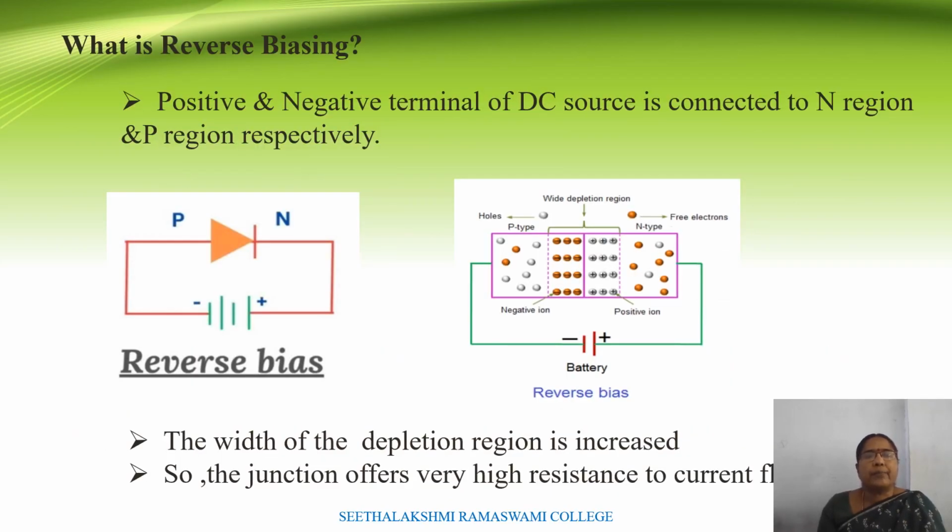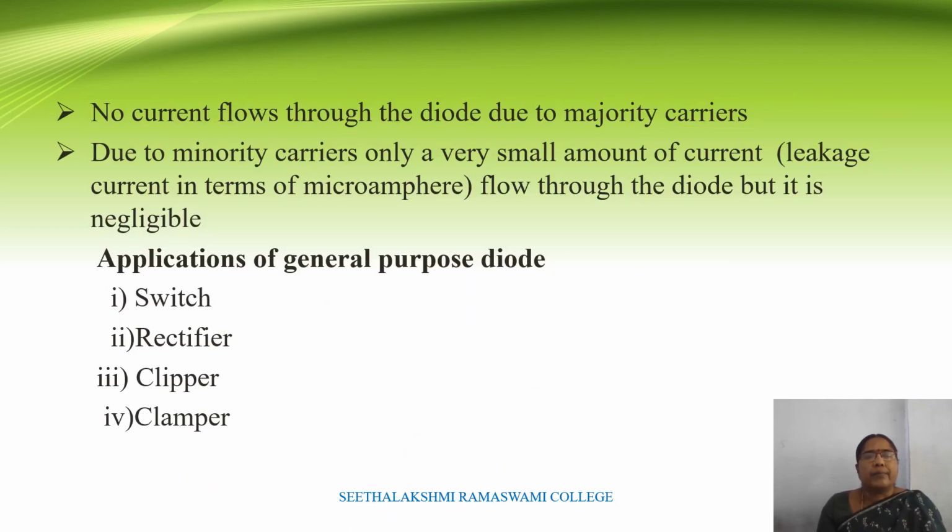What is reverse biasing? The positive terminal of the battery is connected to the N region and the negative terminal is connected to the P region. This type of biasing is called reverse biasing. Now we increase the supply voltage from 0. The width of the depletion region is increased and the junction offers very high resistance. So no current flows through the diode. Only due to minority charge carriers, a very small amount of current flows through the diode, but this current is negligible. Applications of general purpose diode: switch, rectifier, clipper and clamper.